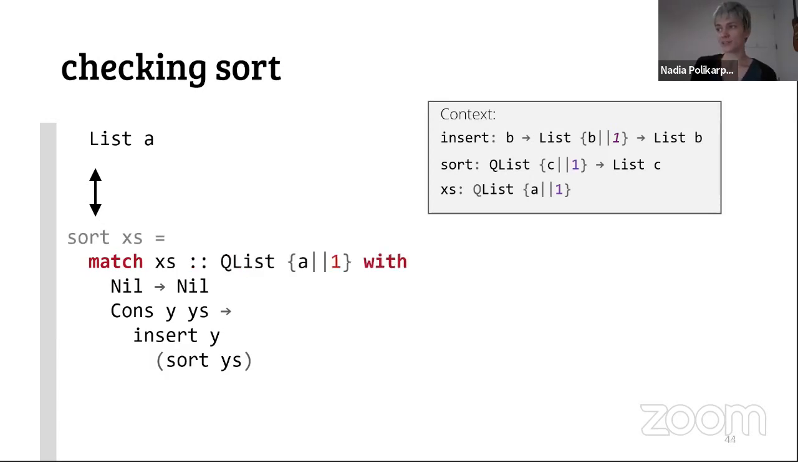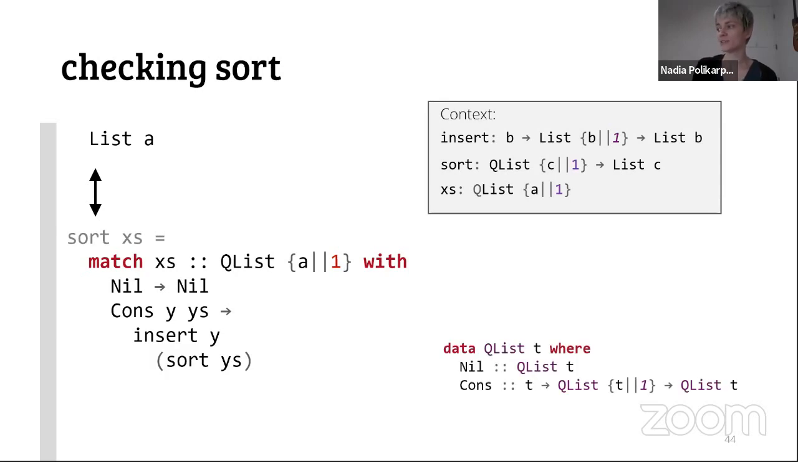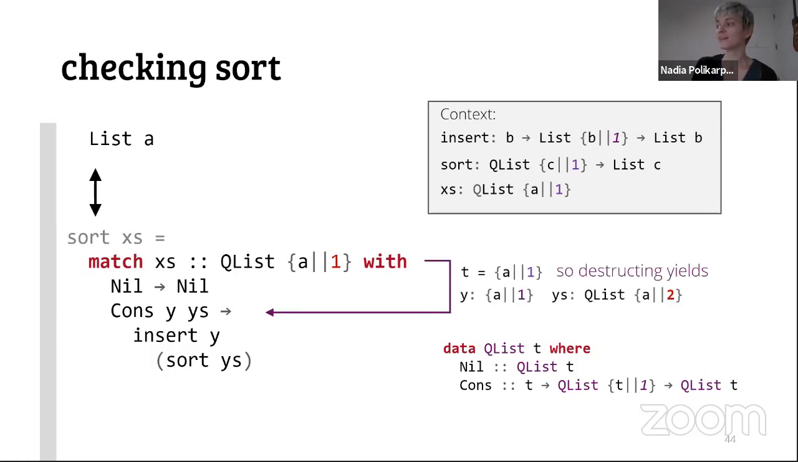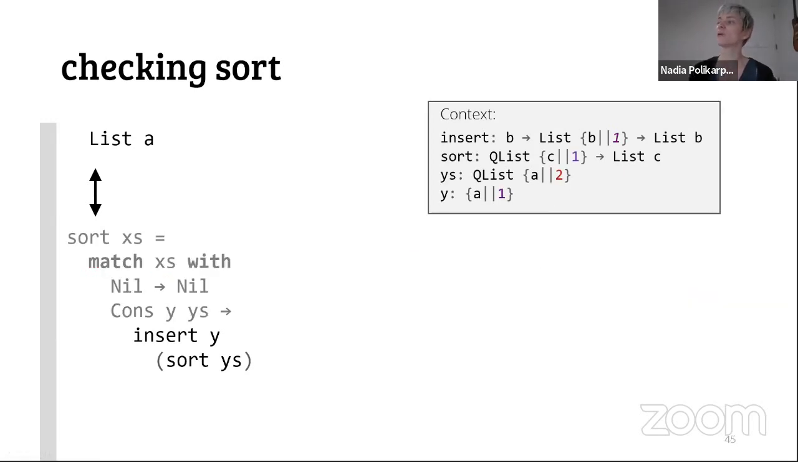The most interesting thing happens when we match on xs, which has this weird QList type. Recall that the type of the Cons constructor is this. In this case, the type T is actually A with potential 1. Because of that, the head is going to have the type A with potential 1, but the tail is actually going to have the type QList of A's with potential 2, because we added the one that we had on xs to the one that came from the type of Cons. So you see, here's exactly where the magic happened. In the context for the Cons branch, we now have this tail floating around, which has one more potential in each element than the original list had.